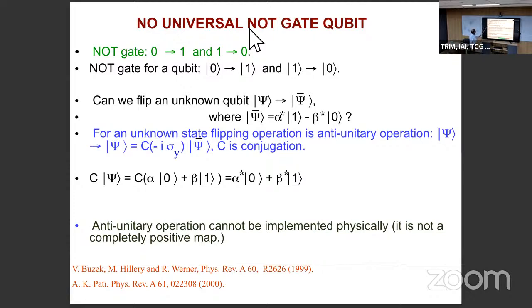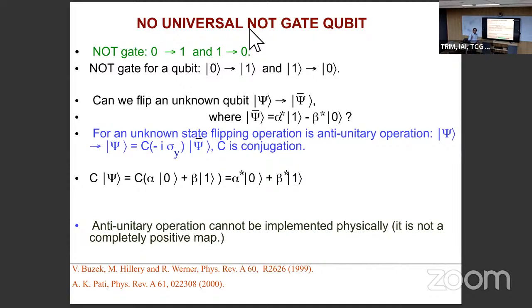Because to change psi to psi orthogonal, this flipping operation is essentially an anti-unitary operation. And the way to see it is, if you apply C times minus I sigma y, where C is conjugation, the conjugation is defined like this: C applied on psi gives alpha star 0 plus beta star 1. So you see, psi and psi orthogonal are connected by this kind of anti-unitary operation, okay?